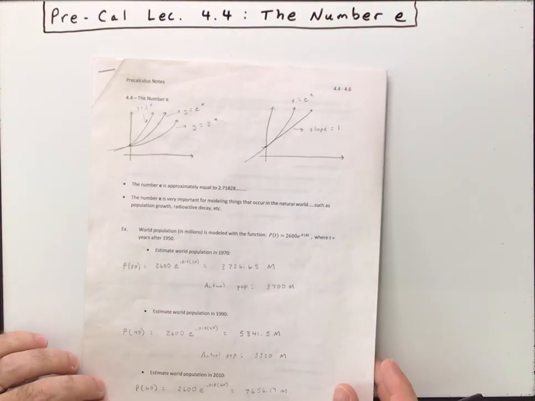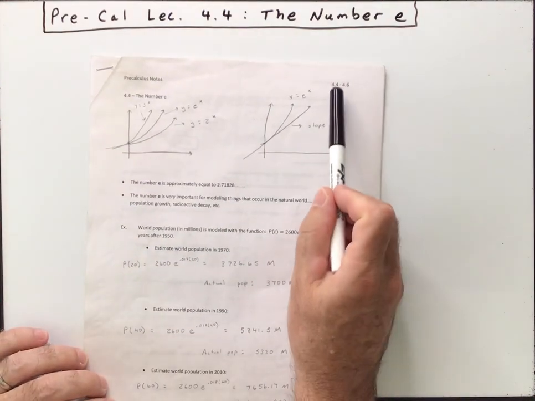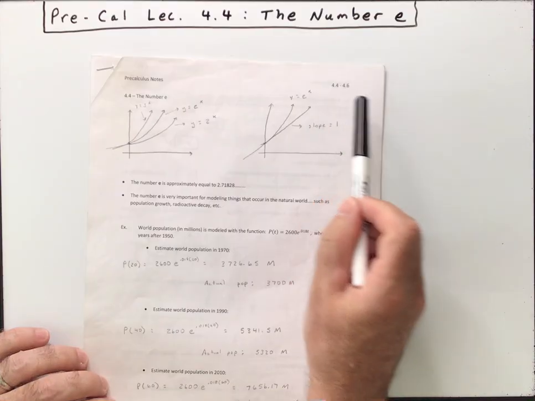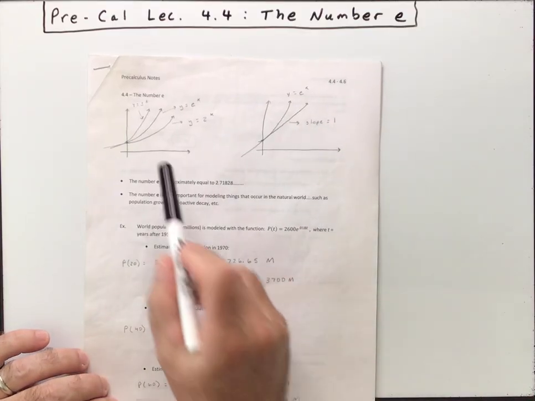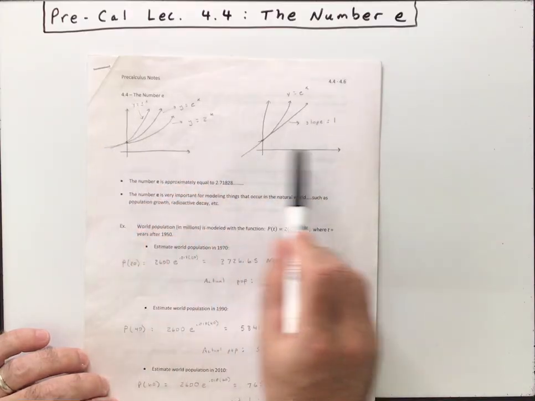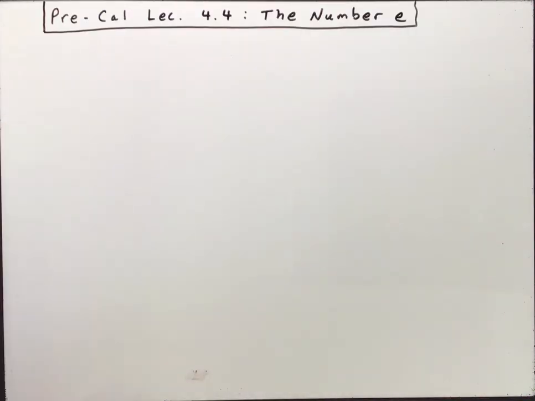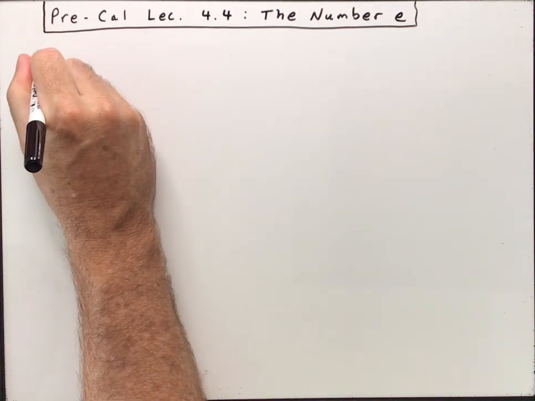So we have pre-printed notes for this one. Your notes cover 4.4 through 4.6. Today we're just going to really cover the first page and a little bit of the second page. And up here at the top you've got a blank area where we're going to draw a couple of graphs. So the number e.